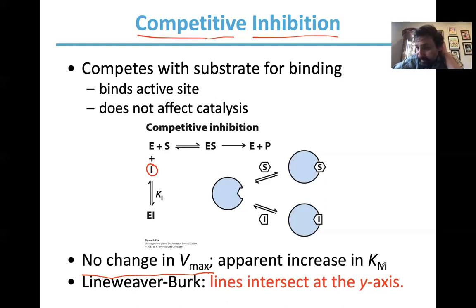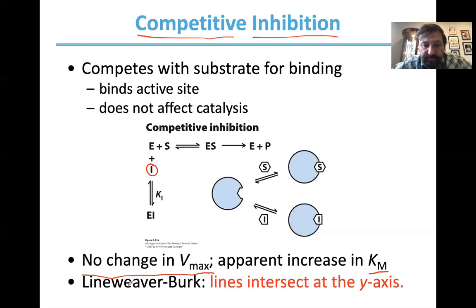And there will be an increase in Km, because the inhibitor competes with the substrate. You need more substrate to bind at the active site for the reaction to occur. The effect is almost like the substrate has lower affinity for the active site. It doesn't. The reason it doesn't bind so strongly is that there's always this inhibitor sitting around, preventing it from binding at the active site.